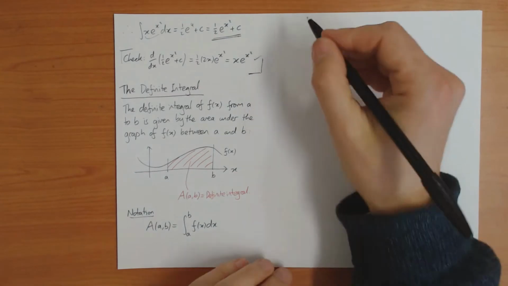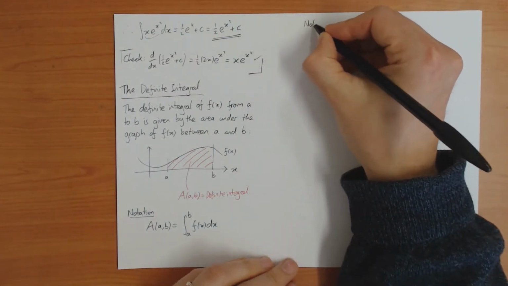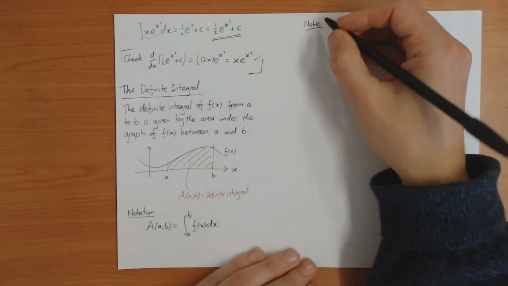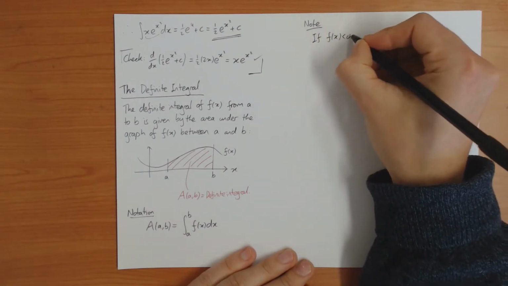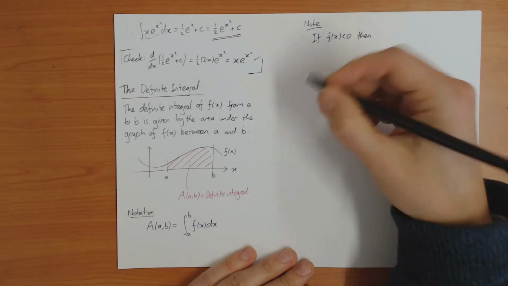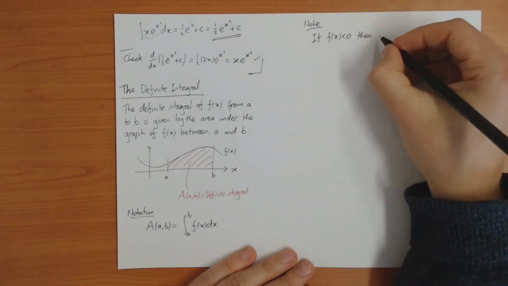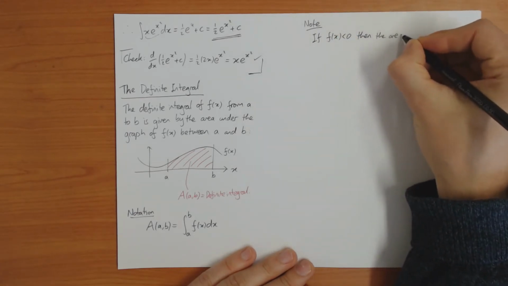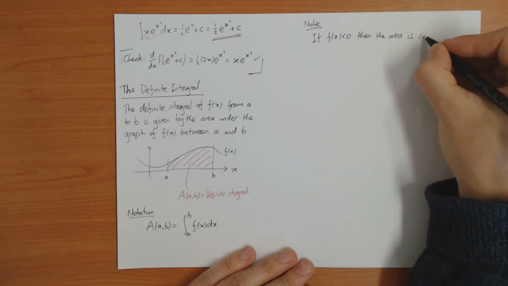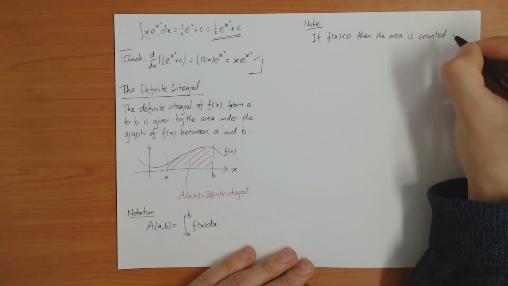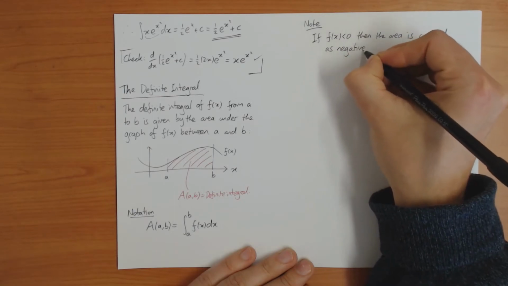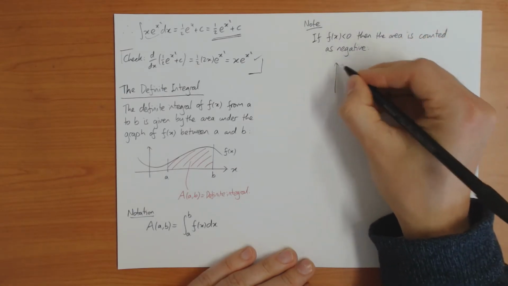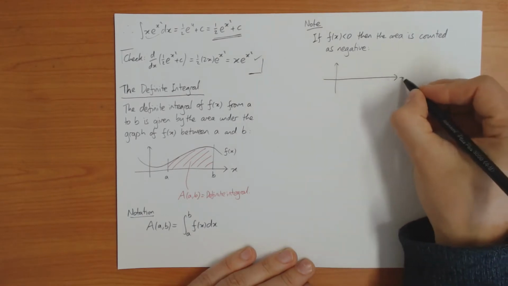Okay. So an important thing to note is what happens when the function f of x is negative. If f of x is less than 0, then the area is counted as negative too. So the area is counted as negative. Again, I think this is most clearly explained on a picture.